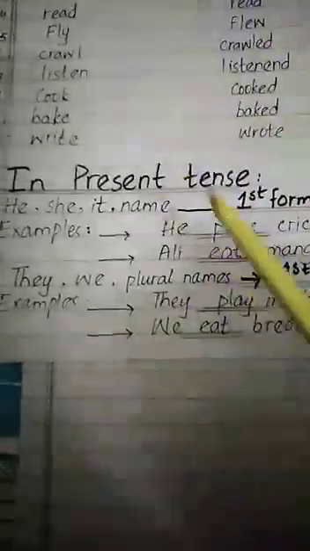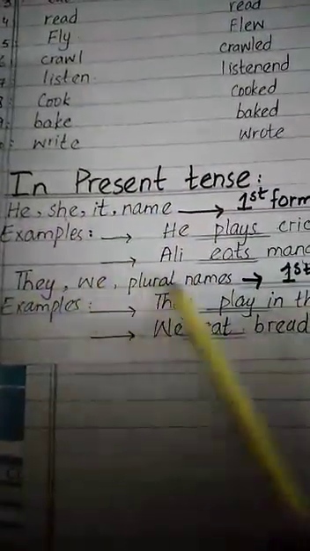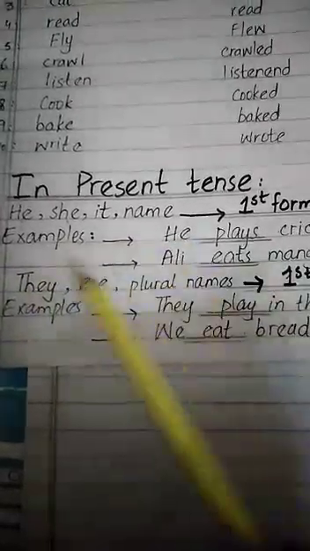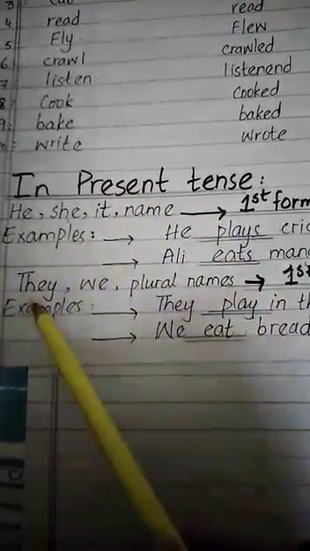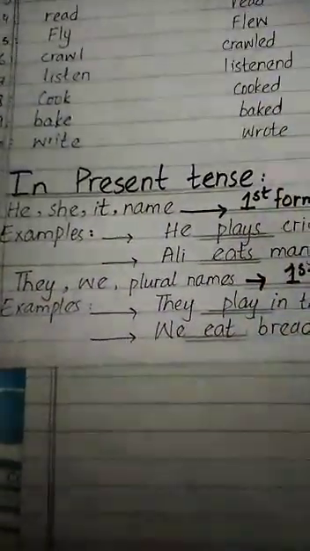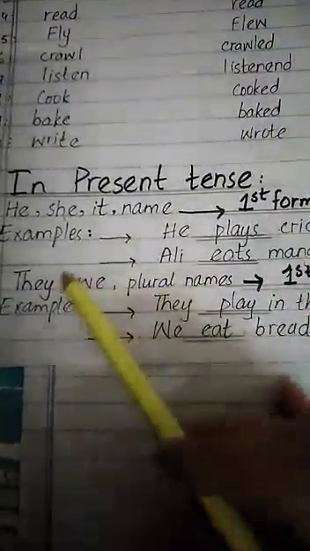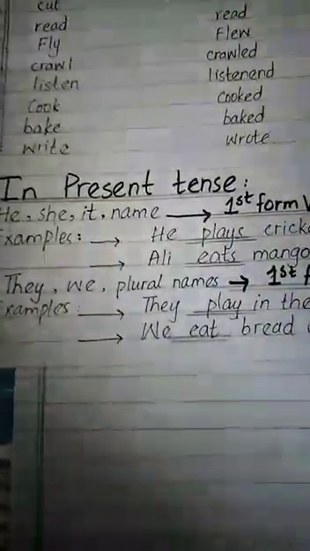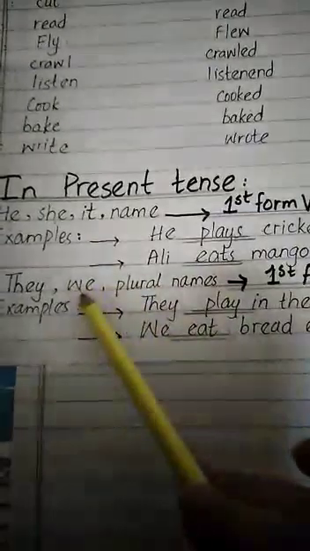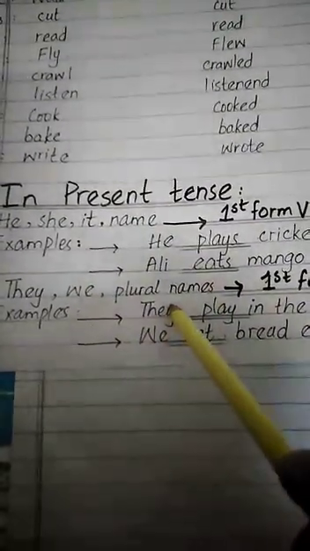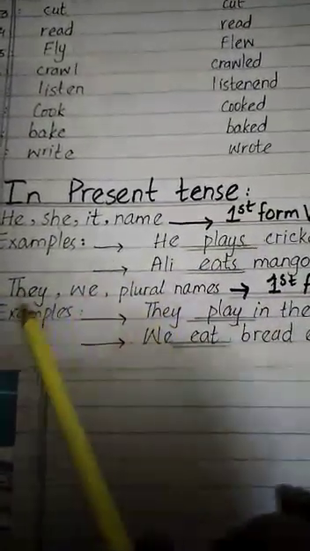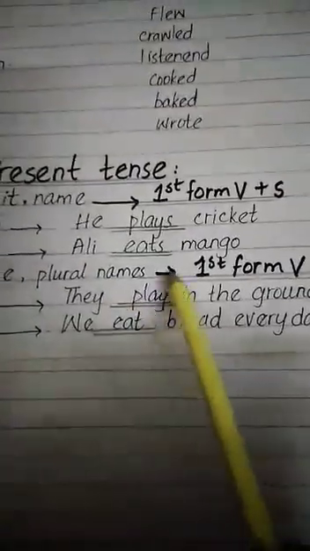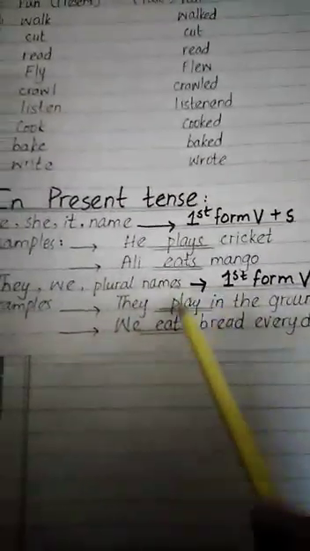And if the subject of the sentence is they, we or plural names, for example, if your sentence is like they are working really hard or they work really hard. So work is first form of verb, but I'm using they, so there is no s with they, we or plural names. Plural names means if I say Aisha and Zainab, so these are plural names. So with plural names and they and we, use only first form of verb.